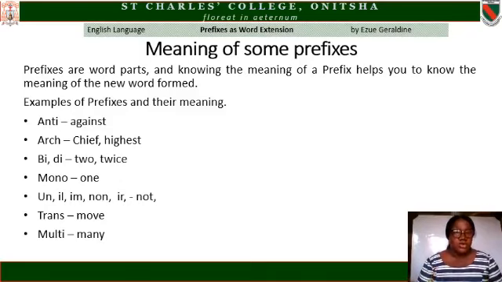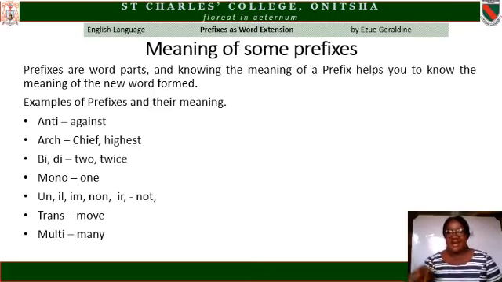We have mono, which means one. Then we have un, il, im, non, ar, ir. They all mean not. Then trans could mean to move, and multi could mean many. There are other prefixes and they have their meaning. So when you get a root word and you attach a prefix to it, you will be able to understand the meaning of the new word formed.